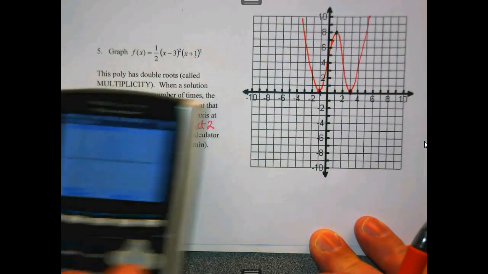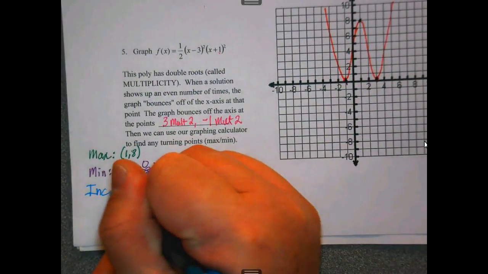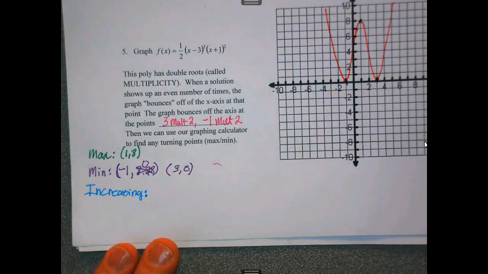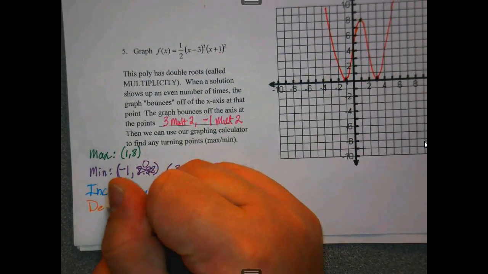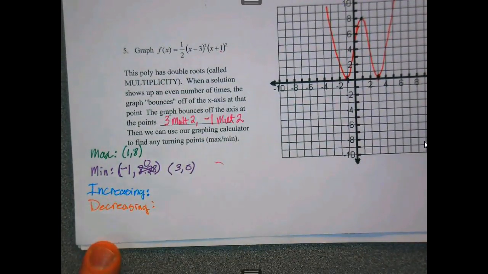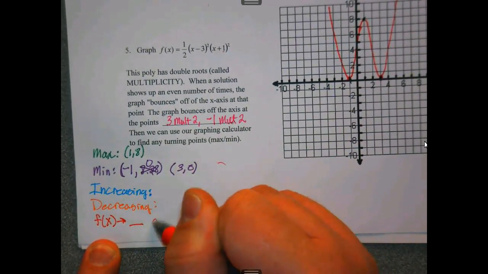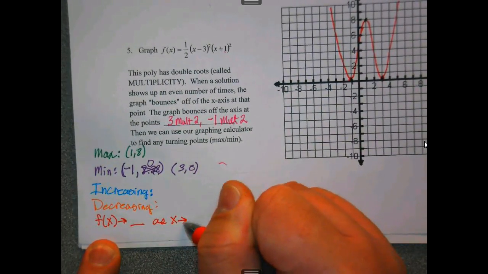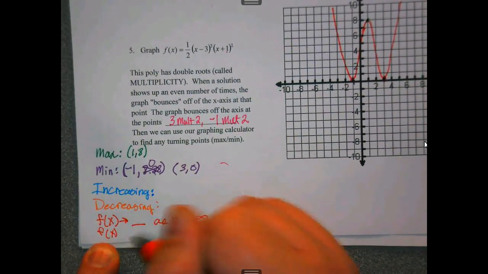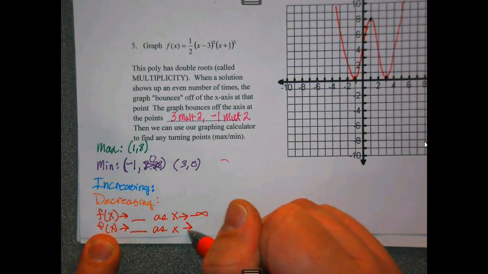Okay. All right, so now we got to find increasing and decreasing. Increasing, decreasing, and we might as well go ahead and do our end behavior. The f of x approaches blank as x approaches -infinity or goes to the left, and the f of x approaches blank as x approaches positive infinity.